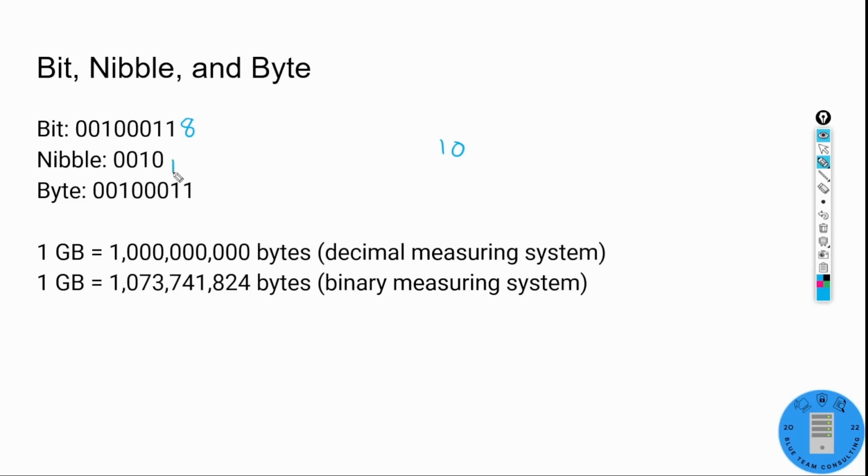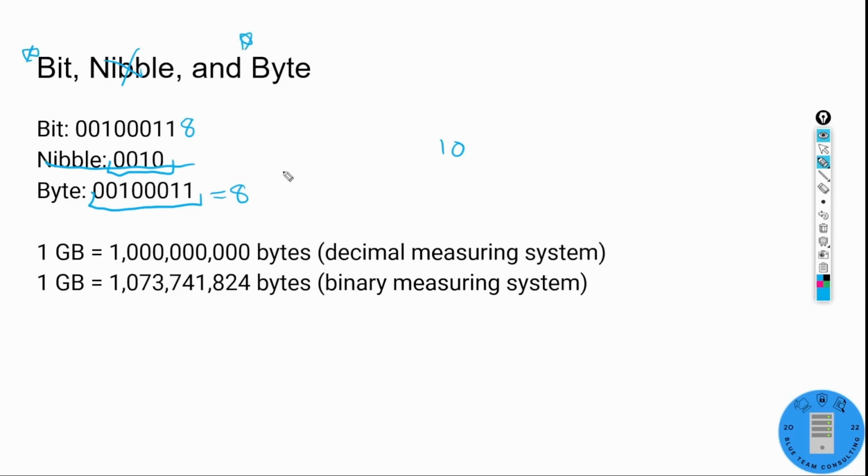Now, a nibble is going to be 4 bits. Any grouping of 4 bits, any combination of ones and zeros that are total length of 4, that's called a nibble. And then when you have 8 bits in length, that is going to be a byte. Now, I don't think anyone's really covering nibble anymore, but definitely should know what a bit is and what a byte is.